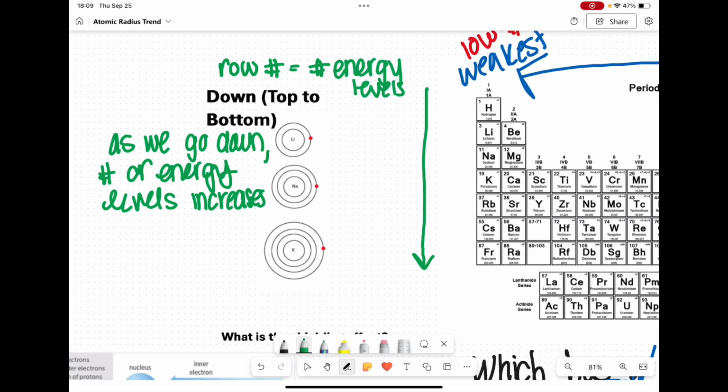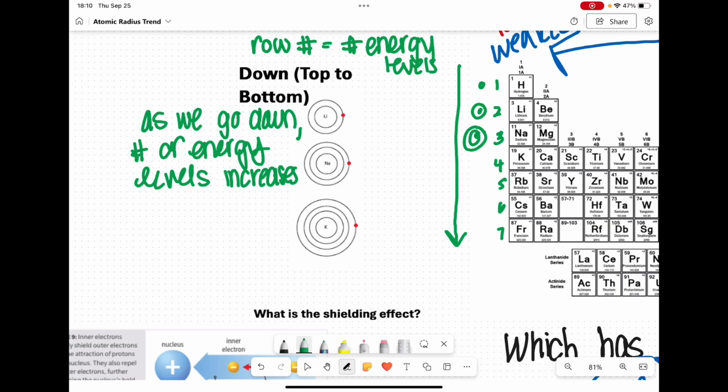So row 1 would have 1, row 2 would have 2, row 3 would have 3, 4 would have 4, 5, 6 would have 6, and 7 would have 7. And so as you go down the periodic table, we're adding another ring on to the atom, which is partially why it gets bigger.